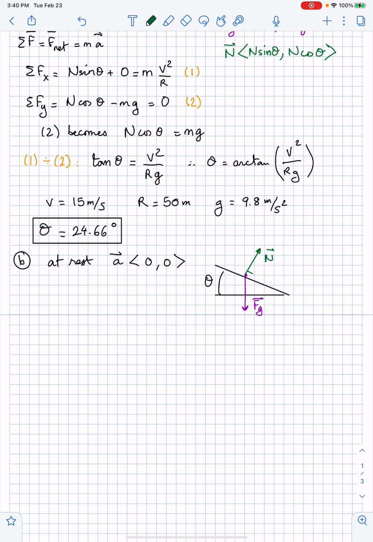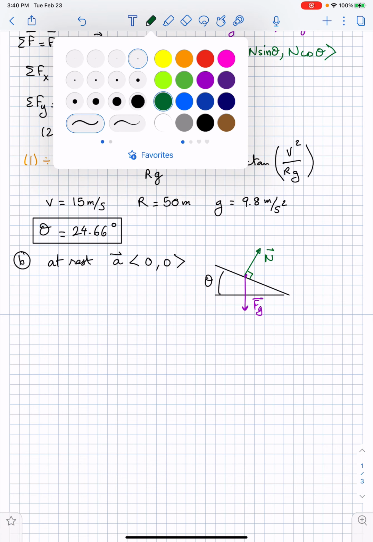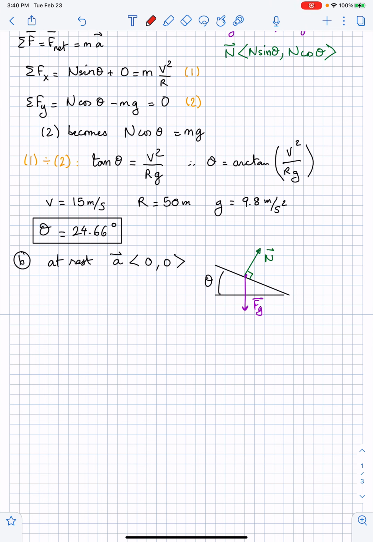Remember, normal means perpendicular. And like I told you earlier, the net force has a tendency to make the car slide down right here. And that means that the friction is going to prevent that movement. So we're going to have a force of friction going opposite this. I'm going to call it Ff like this and write it like that.